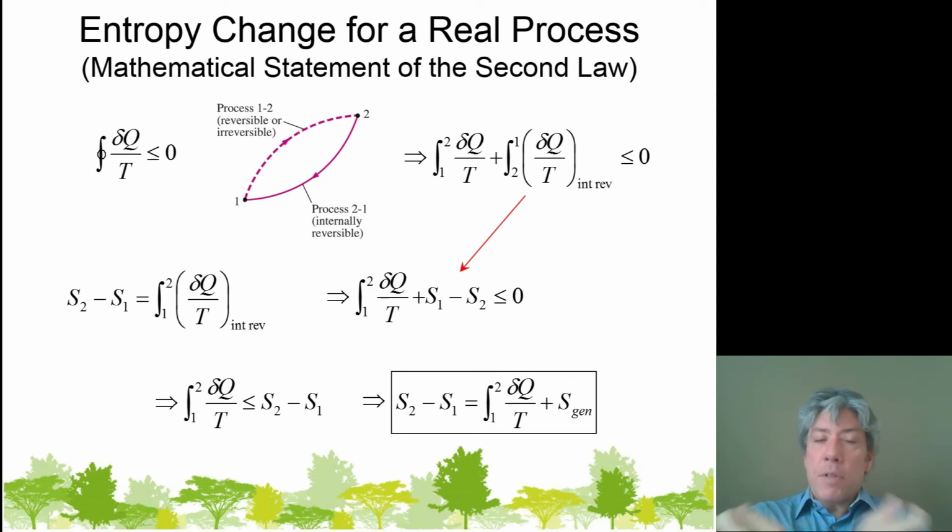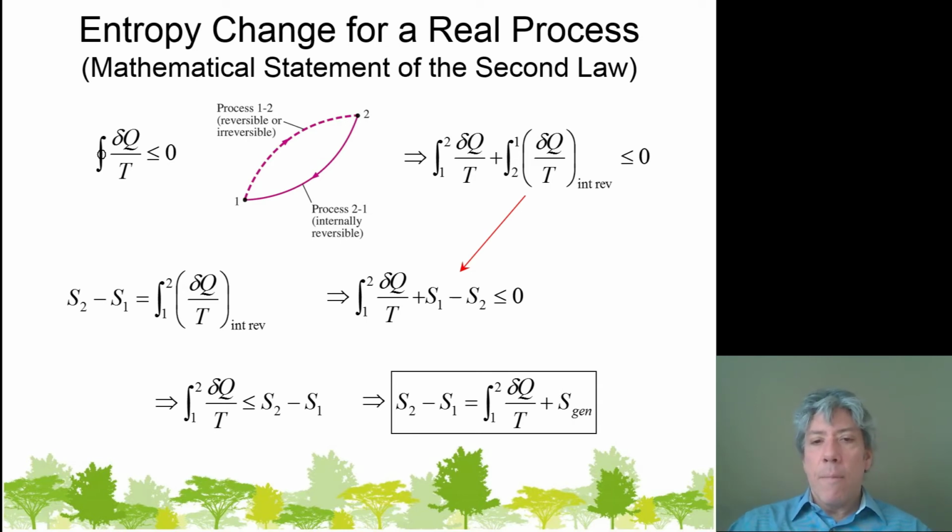So let me flip the two sides around so we can write it in a form that's really useful. S2 minus S1, in other words, the actual entropy change of a real process between the two states, will be the integral of dq over T plus a little bit. And that little bit we'll call Sgen. It's generated entropy. So in other words, for real processes, the entropy change that we get is the sum of all the little dq over T's that happen in going from state 1 to state 2 plus some more.